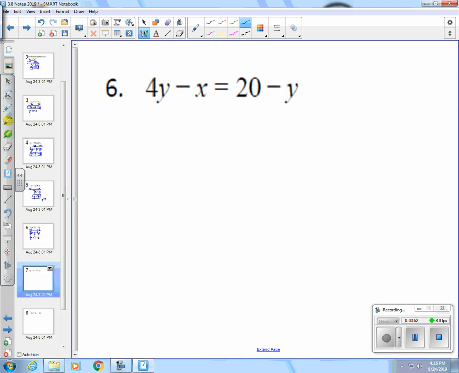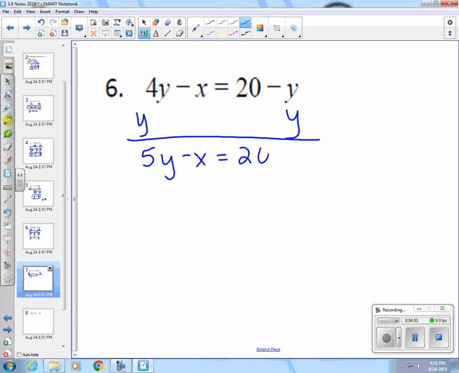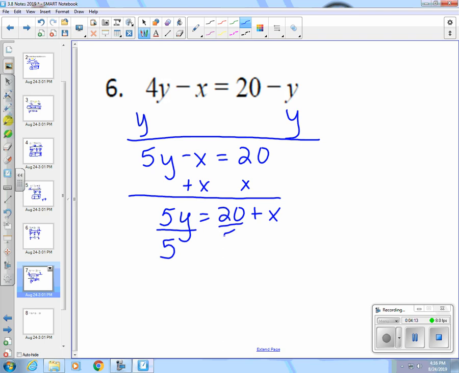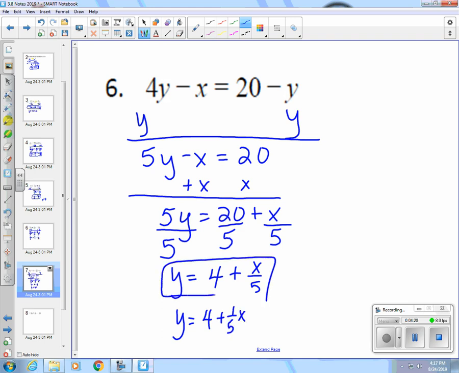All right, we got y's on both sides. Well, let's get the y's together. Let's add y to both sides. So we have 5y minus x equals 20. And then let's add x to both sides. So we have 5y equals 20 plus x. And now we have to divide every term by 5. So we have y equals 4 plus, you can leave that as x over 5, or you can write it as y equals 4 plus 1/5 x. Either way, they are the same thing.